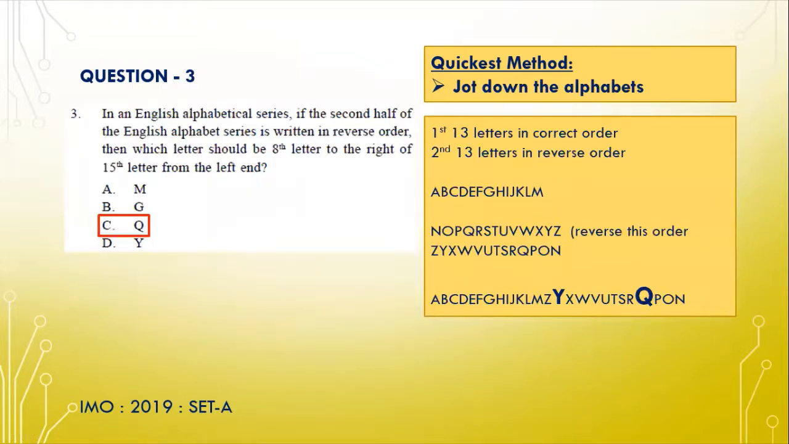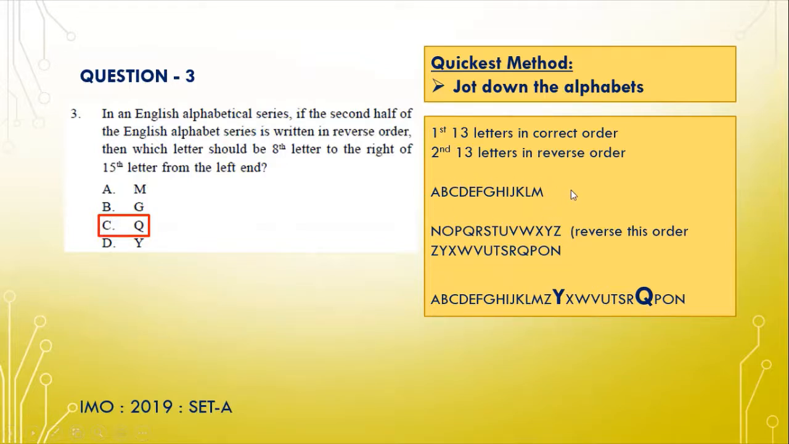In the English alphabetical series, if the second half of the English alphabet series is written in reverse order, then which letter should be the 8th letter to the right of the 15th letter from the left end? So in such questions, start jotting down the alphabets, isn't it? How many alphabets are there in the English language? 26. So the first half, A, B, C, D, E, F, G, H, I, J, K, L, M is in the right order.